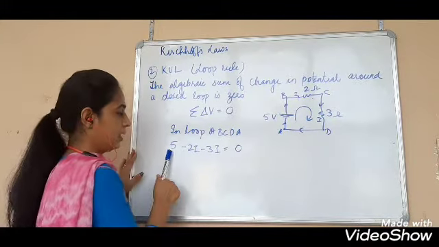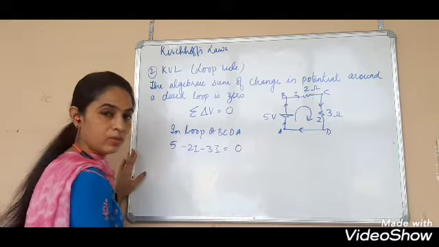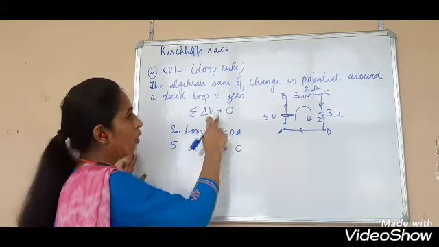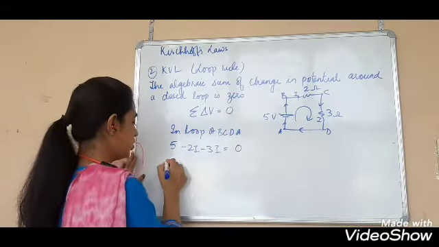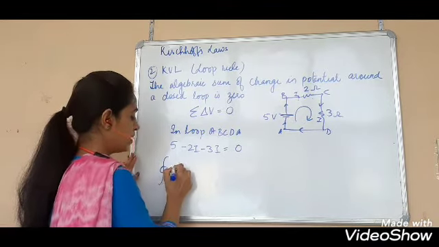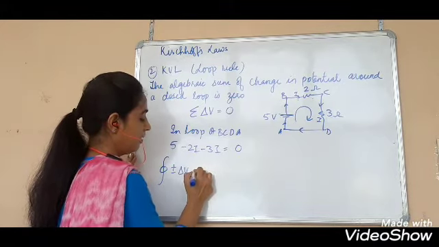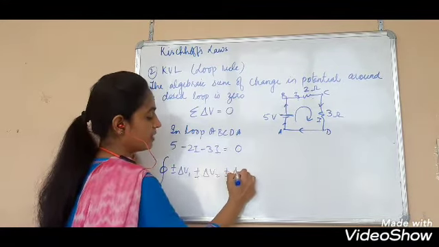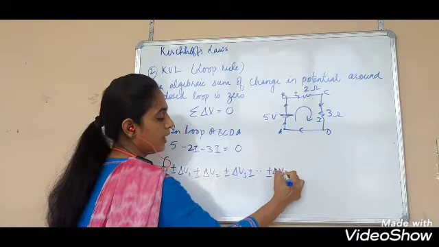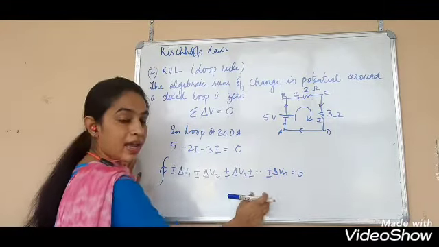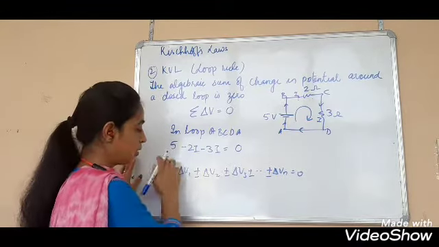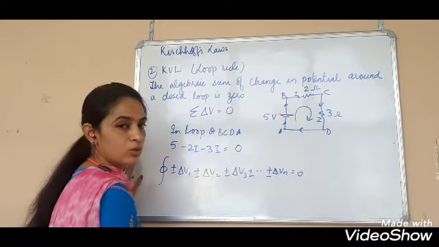I'll give you the rules right now, when to take positive potential and when to take negative. This is the loop rule, or the KVL. In a closed loop, the summation of plus minus delta V1, plus minus delta V2, plus minus delta V3, up to plus minus delta Vn is equal to 0. If there are n cells and resistors in total, there will be n potential drops. So in that closed loop, this sum will be equal to 0.